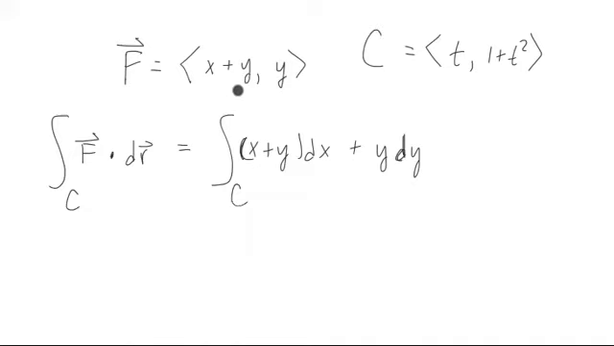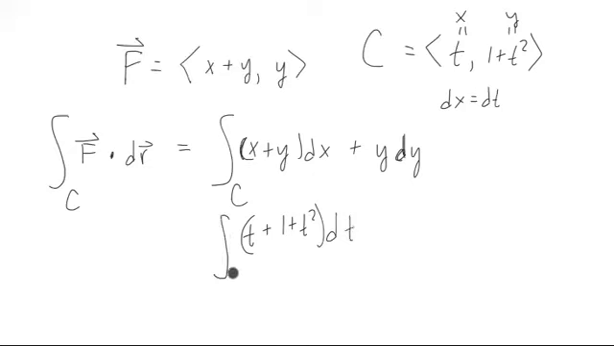All right, so we simply replace x and y with what they are on the particular curve. So this would be t plus 1 plus t squared. And dx, you replace with what it is. What is dx? Well, x is t, so dx is equal to dt. So it's just dt. And you could write it like that.